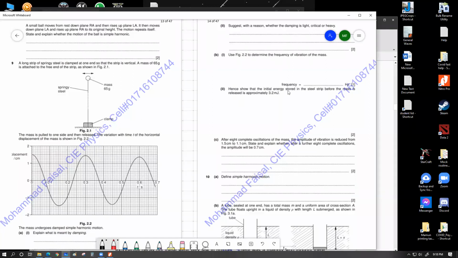Hence, show that the initial energy stored in the steel strip before the mass is released is approximately 3.2 millijoule. So they are asking you to find the maximum stored energy of the system, which is essentially possible at the initial time. The equation for maximum energy: total energy is given by half m omega square a square. That's the expression for the maximum stored energy of a system.